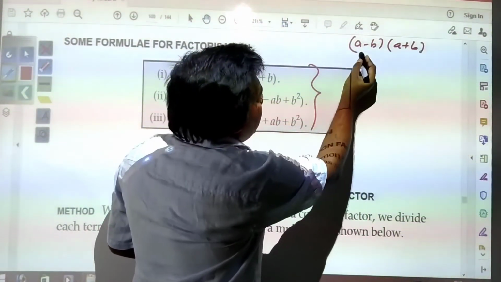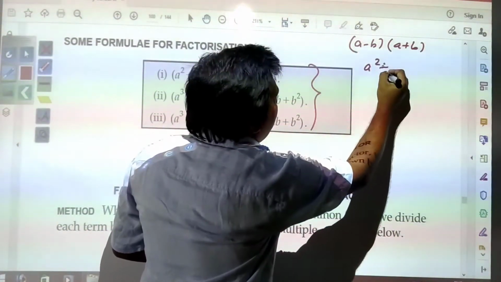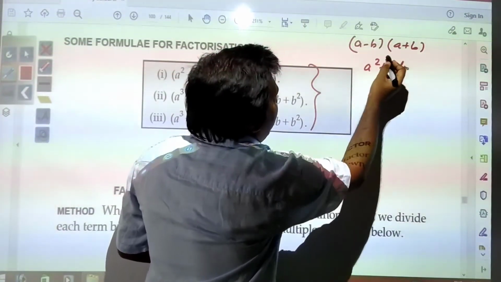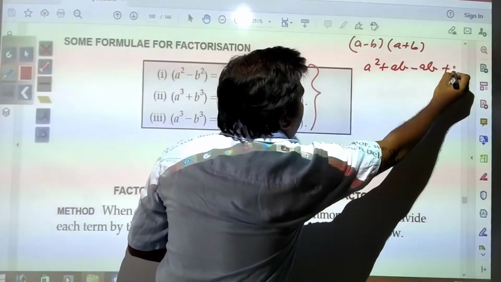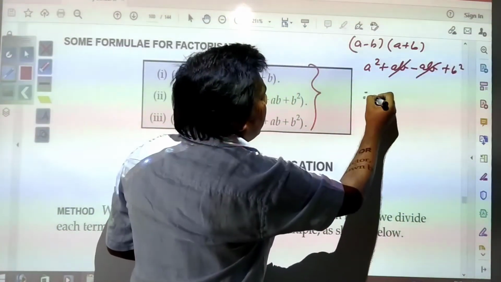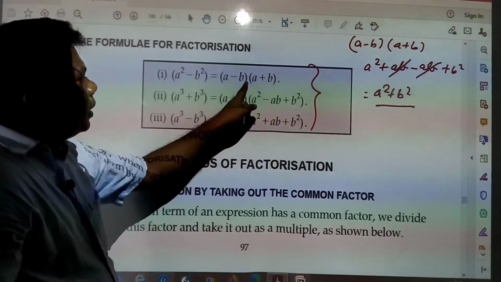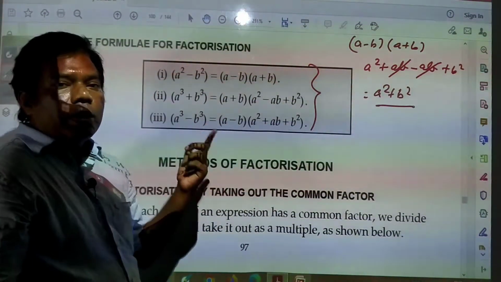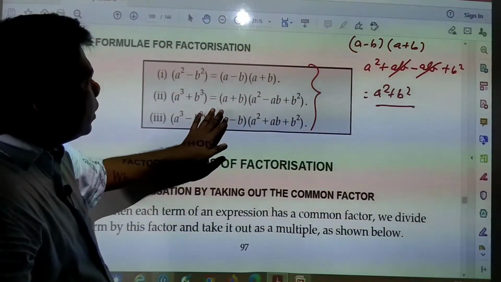Again, if you are multiplying this, what will you get? A into a square, a into b, ab, b into a minus, you have minus ab, and b into b, that is b square. This will be cancelled, you will get a square minus b square. You have got a minus b into a plus b is equal to a square minus b square. In the same way, these formulas are required to be remembered.